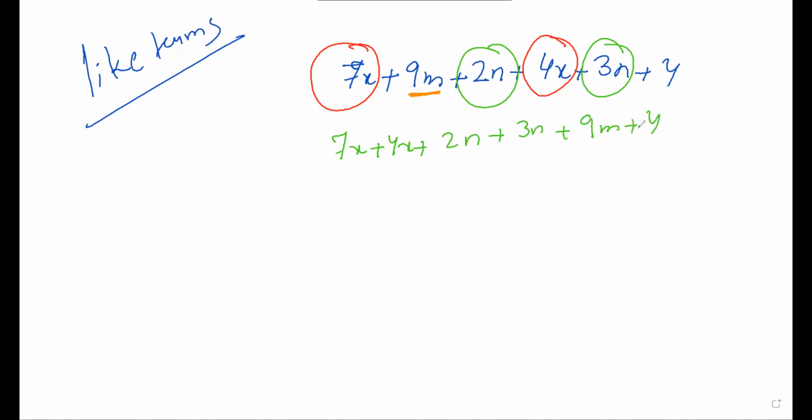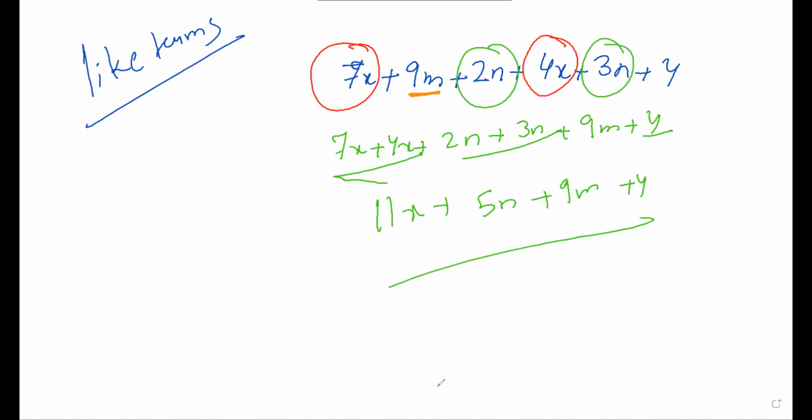That's why I write it in the last. And 4 is alone. You don't have any other number. 7 plus 4, 11x. 2 plus 3, 5n. 9m doesn't have a partner. I leave it like that and I write 4. Did you get it, girls? Now look at your last: 11x, 5n, 9m, 4. Can you do anything to this? No. You will solve until the family is together. Got it? Is it tough?